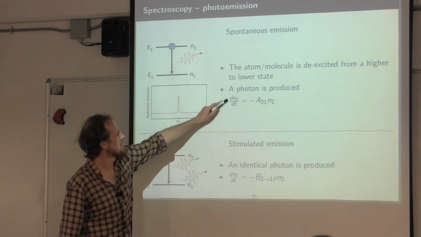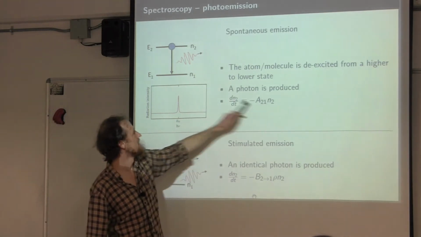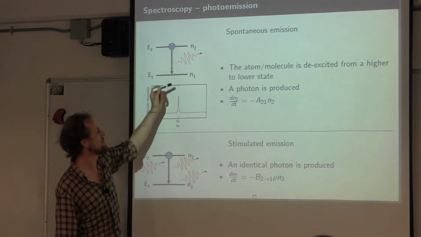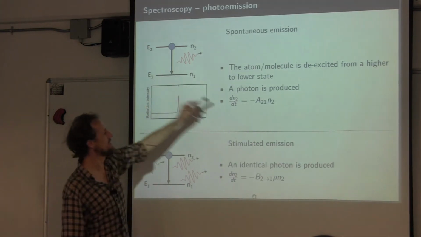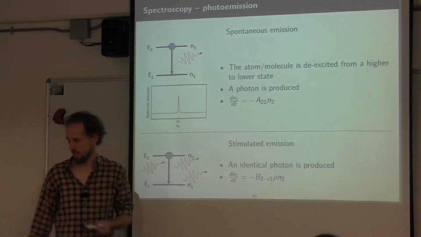So this idea of a differential equation, meaning you have a decrease in population because a photon's been emitted, and it must have fallen in energy, decreasing the number of particles in the top level.